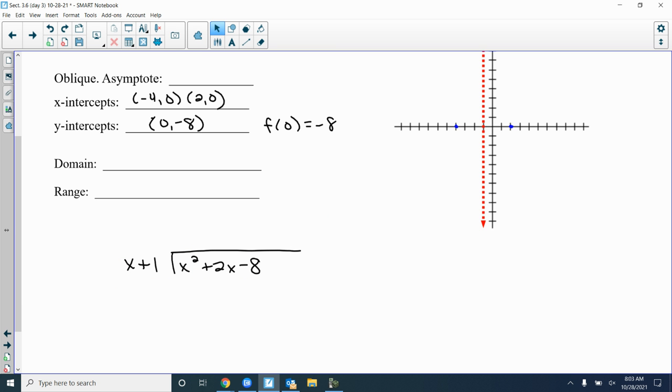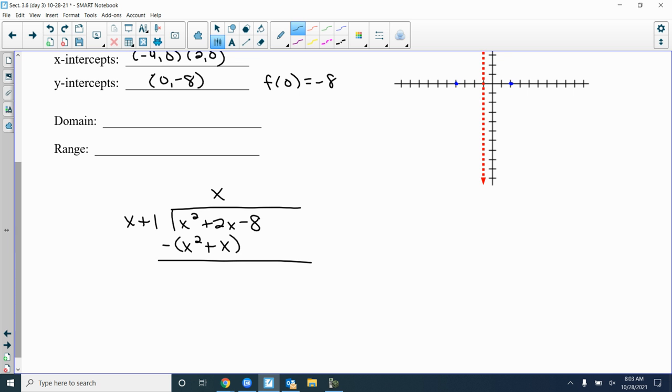Okay, you got to go through those steps. Okay, typical like we do. So what times x gives me x squared? Okay, it'll be x. X times x plus 1 gives me x squared plus x. Subtract. That gives me 2x minus x, which is x, minus 8. What times x gives you x? 1. Plus 1. 1 times x is x. 1 times 1 is 1. Subtract. What do we get? -9.